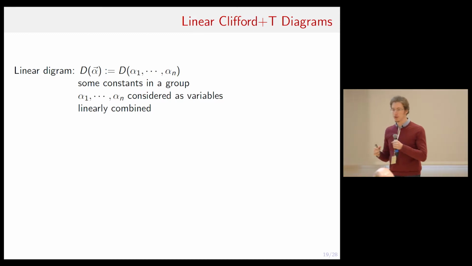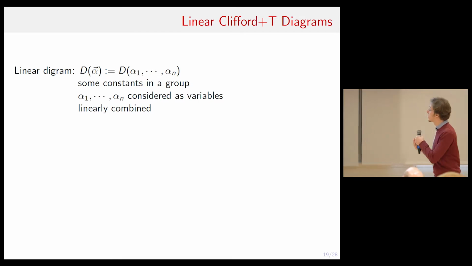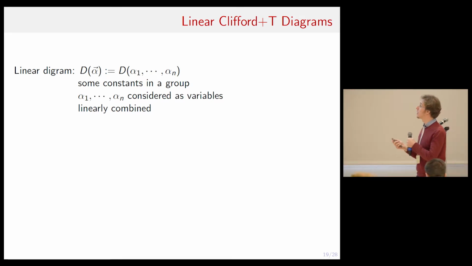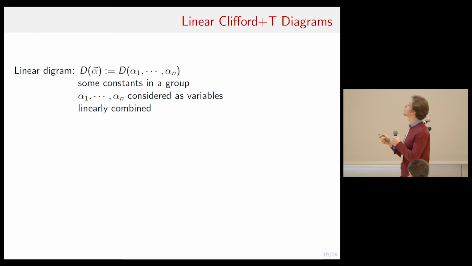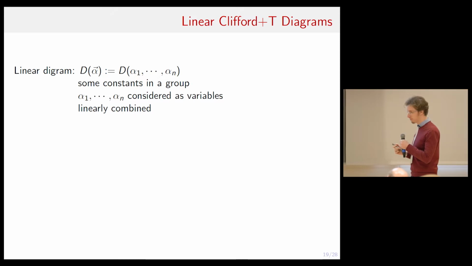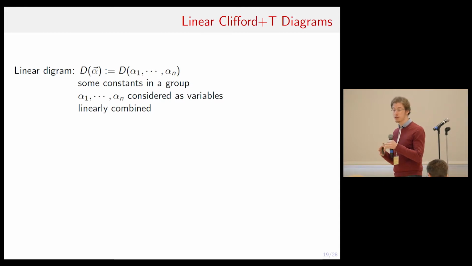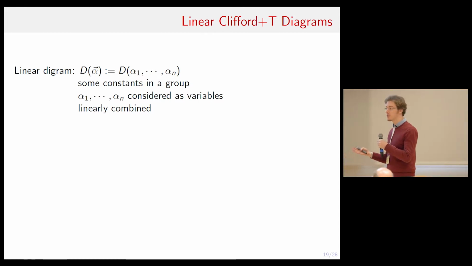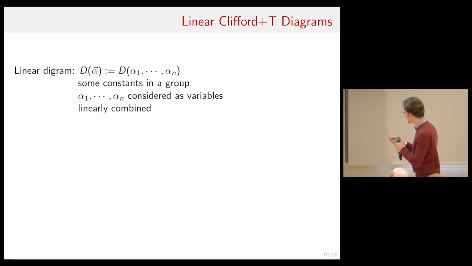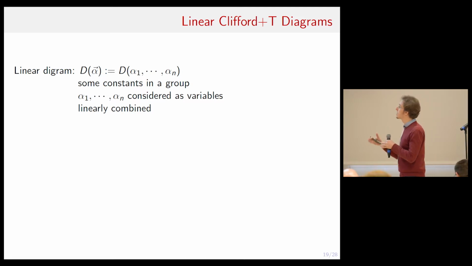We showed that there was a natural generalization of the previous result on the completeness. So we defined what a linear diagram is. In a linear diagram, some angles are considered as variables, whereas some others are considered as constants. And also, all the angles are combined in a linear fashion.